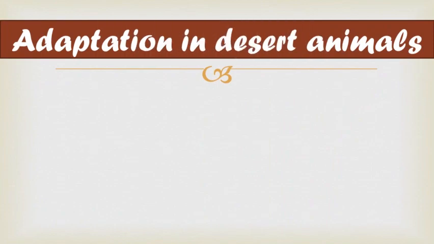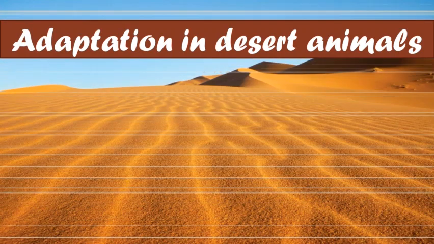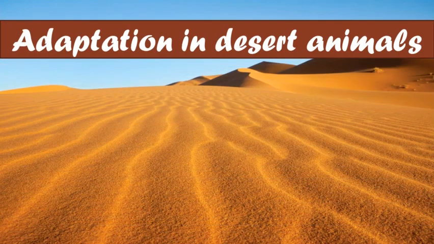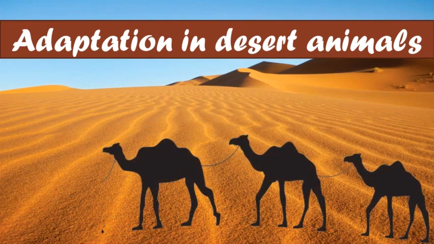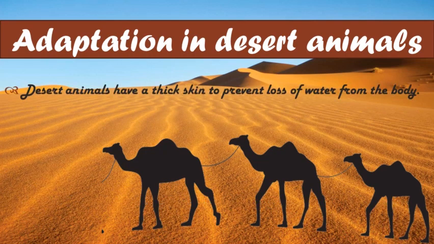Now next is adaptation in desert animals. Deserts are characterized by severe scarcity of water. That means there is no water or a lack of water. Hence desert animals have a thick skin to prevent loss of water from the body.